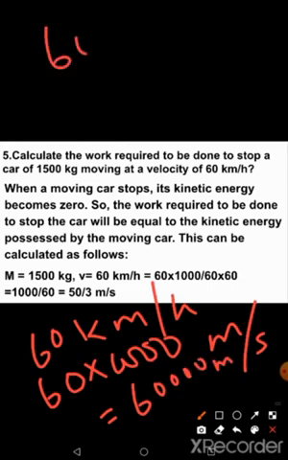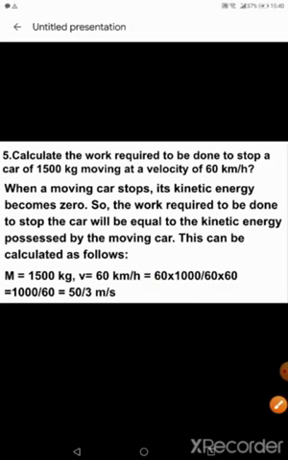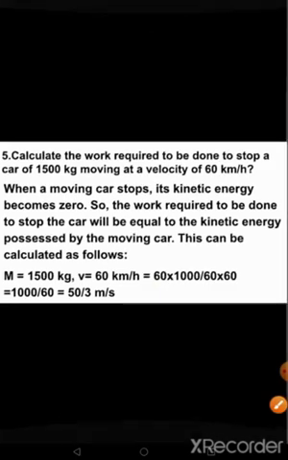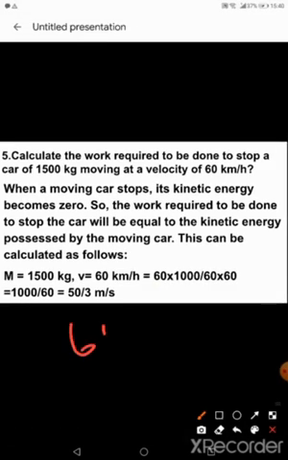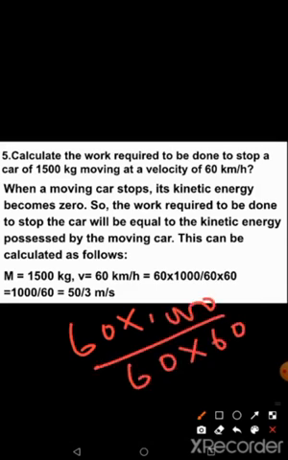60 km per hour. Per hour means 1 hour. Hour can be converted into seconds by multiplying it by 3600. But here itself 1 hour is equal to 3600. So I'll write it as 60 into 60. So here 60 into 1000 upon 60 into 60, because 1 hour is equal to 3600 seconds.